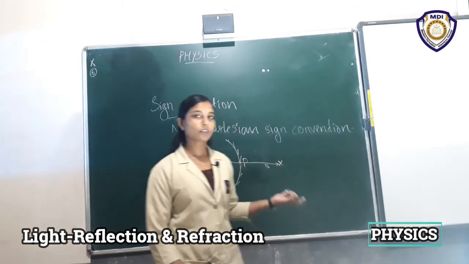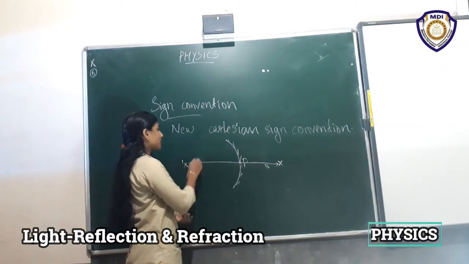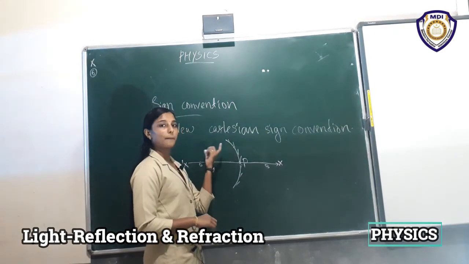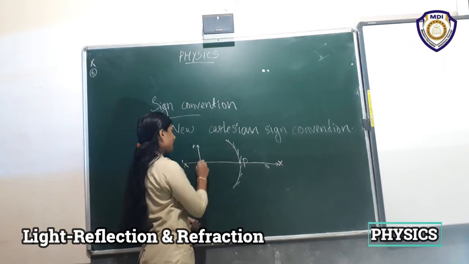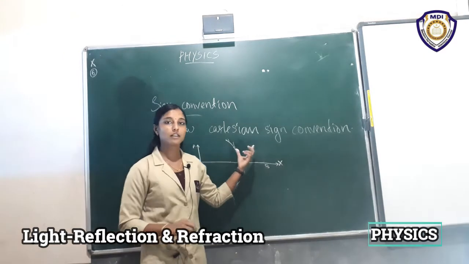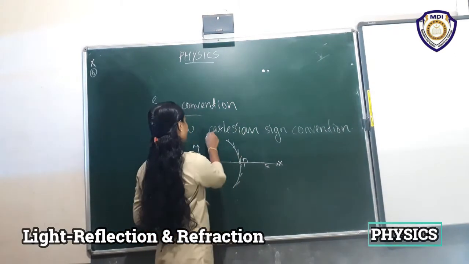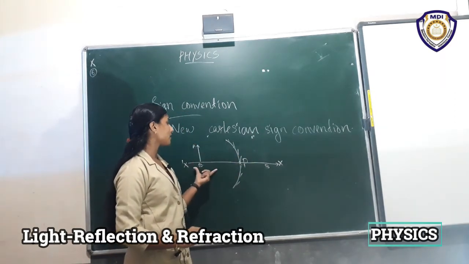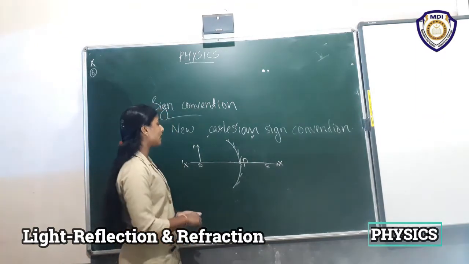Now we can see the conventions. The first one: the object is always placed to the left of the mirror, right? Suppose here is the object AB. The object is always placed on the left side of the mirror. This is the left side and this is the right side. So the object is always placed on the left-hand side of the mirror.